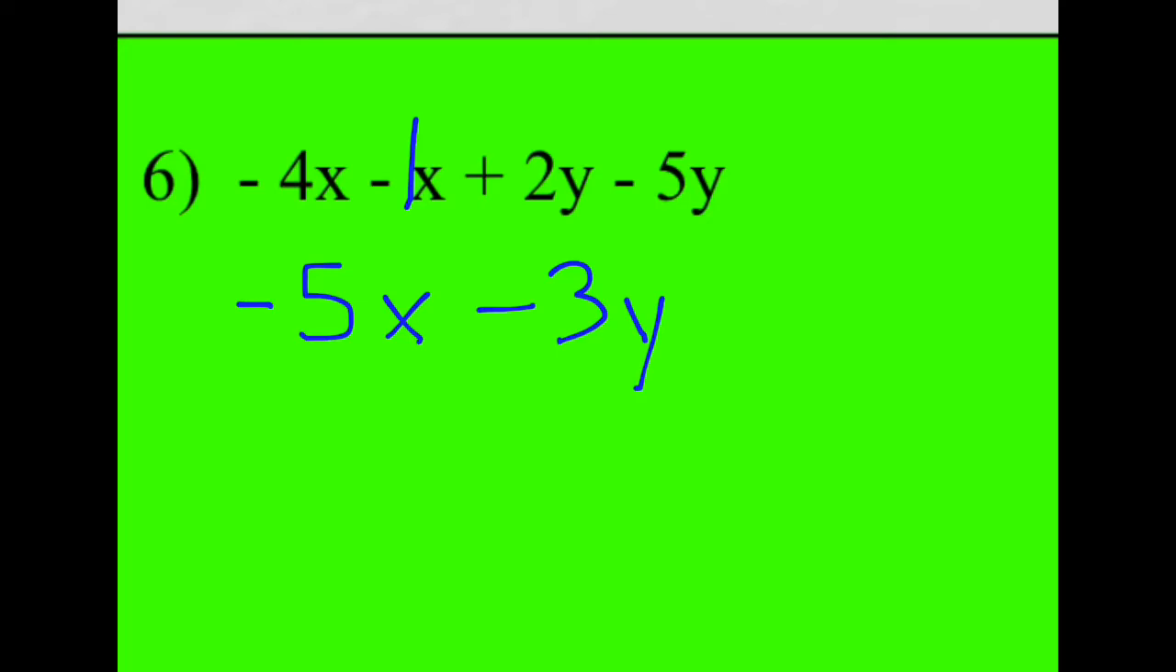Now, normally we order the variables in the order that they come in the alphabet. So that's why the x comes before the y, but it wouldn't be incorrect if you wrote it like this, negative 3y and negative 5x. But normally we put the variables in order according to the alphabet and according to what their exponents are, and we'll get that in a couple minutes.